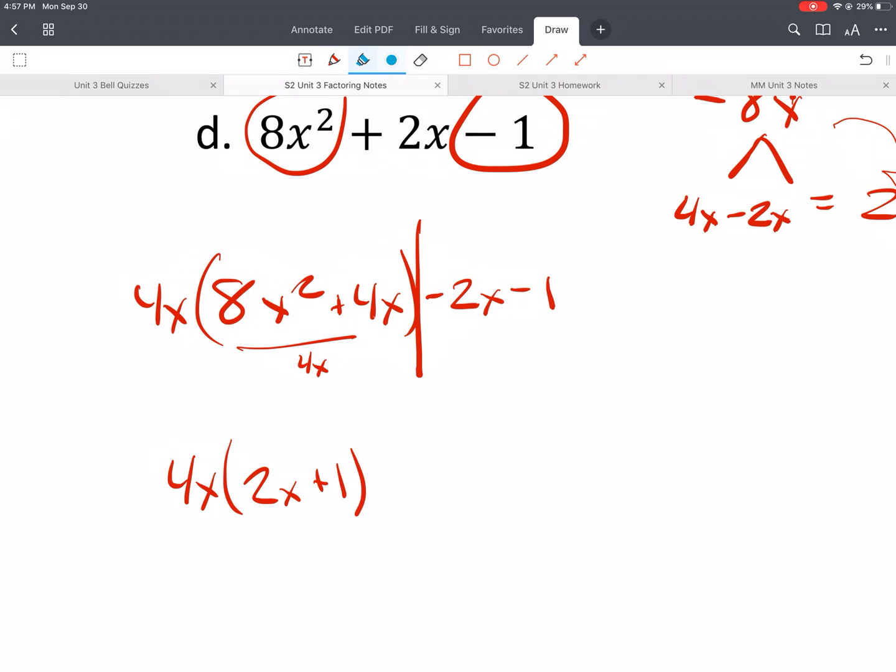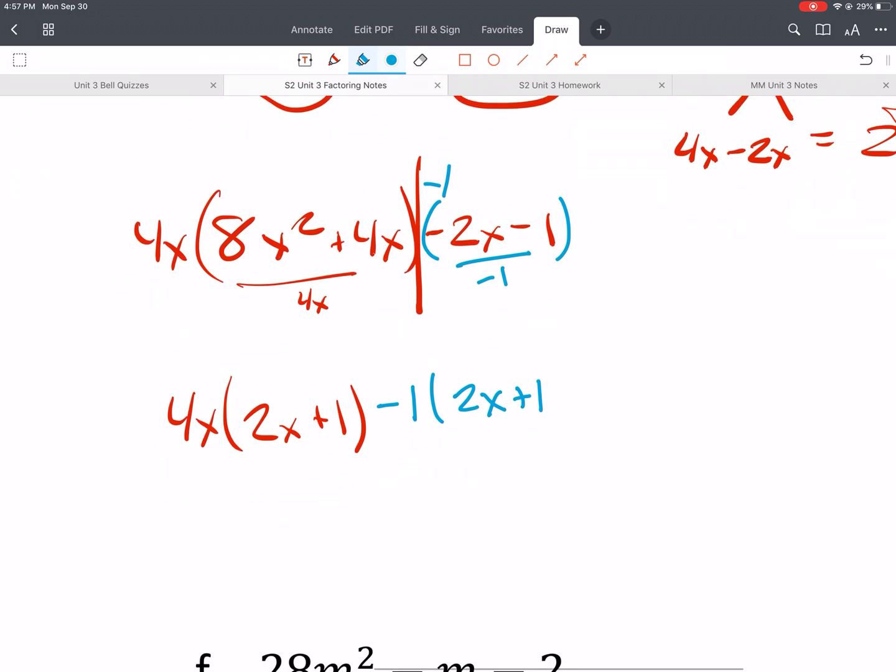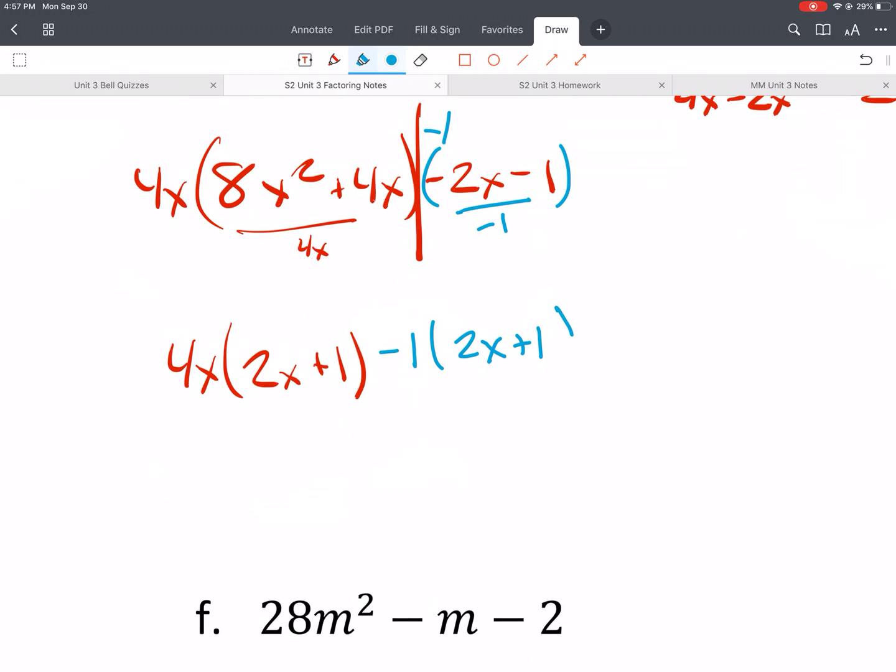Here, greatest common factor, we have a leading negative, so we're going to factor out a negative. So we'd have minus 1 times 2x plus 1. Basically we switch the signs inside the parentheses. Our parentheses are the same, 2x plus 1, and then everything else would be 4x minus 1.